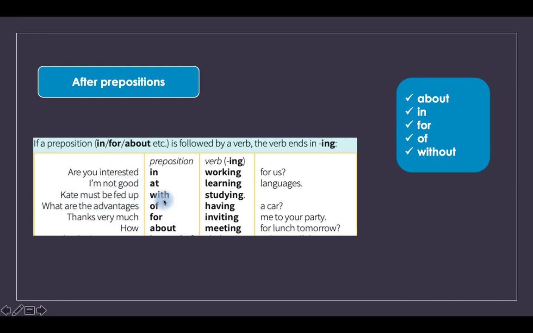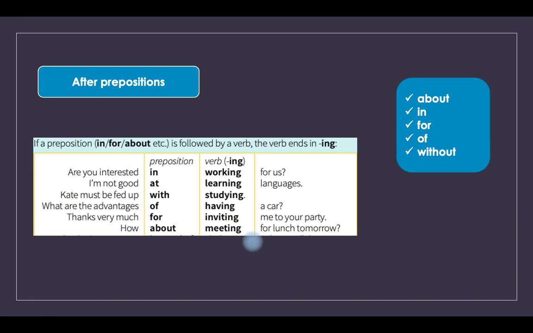Kate must be fed up with studying. What are the advantages of having a car? Thanks very much for inviting me to the party, to your party. How about meeting for lunch tomorrow? So all these prepositions are always followed by the gerund form of the verb.